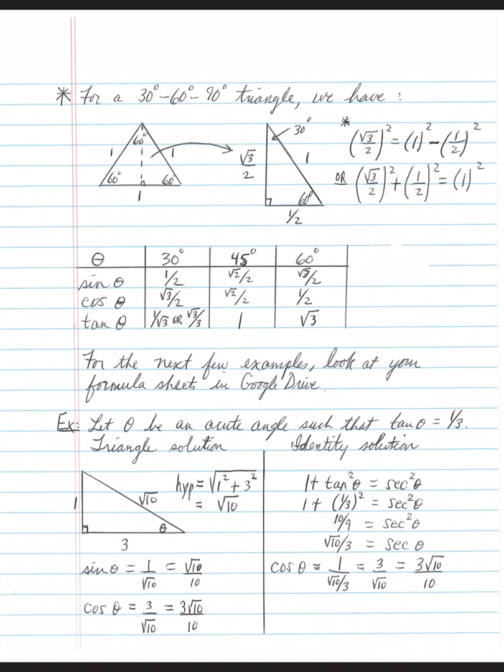Square root both sides. Square root of 10, square root of 9. And that will give us secant of theta. If we were to flip this ratio over, we get 3 over square root of 10, which matches. So this is how you could solve one with a triangle, and this is how you could also solve using an identity.